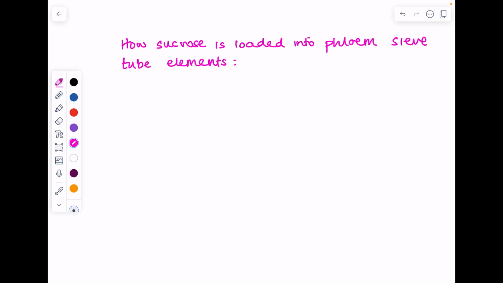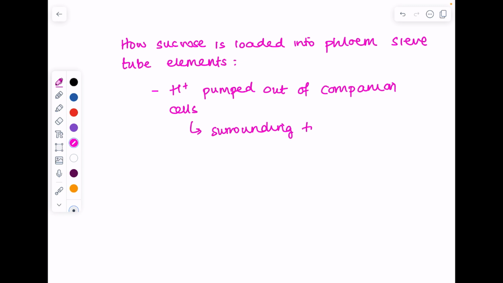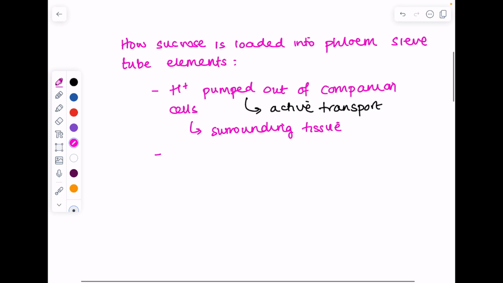Well, we need a lot of information here. So you want to start by saying that protons, which remember are H plus ions, are pumped out of the companion cells into surrounding tissue. This is an active process requiring ATP. And the movement of these protons creates a proton gradient.